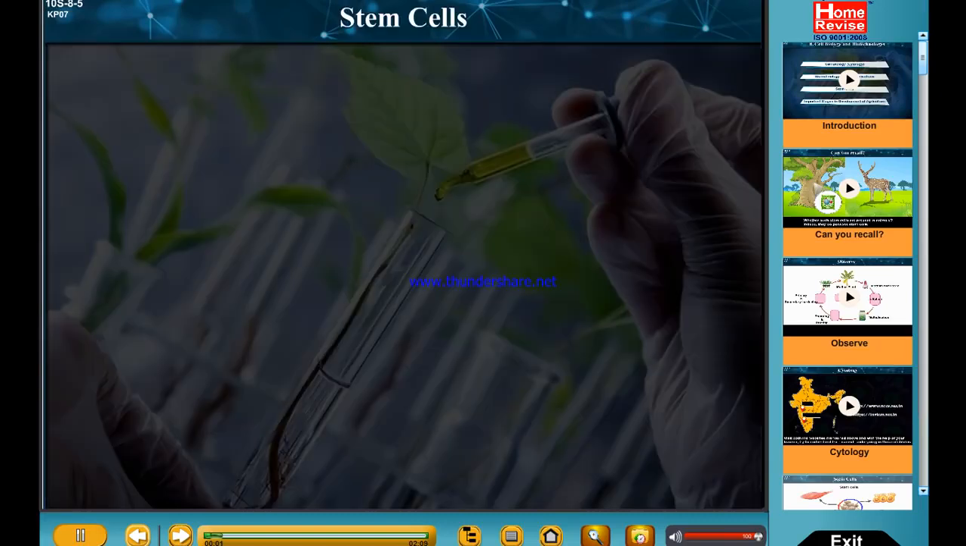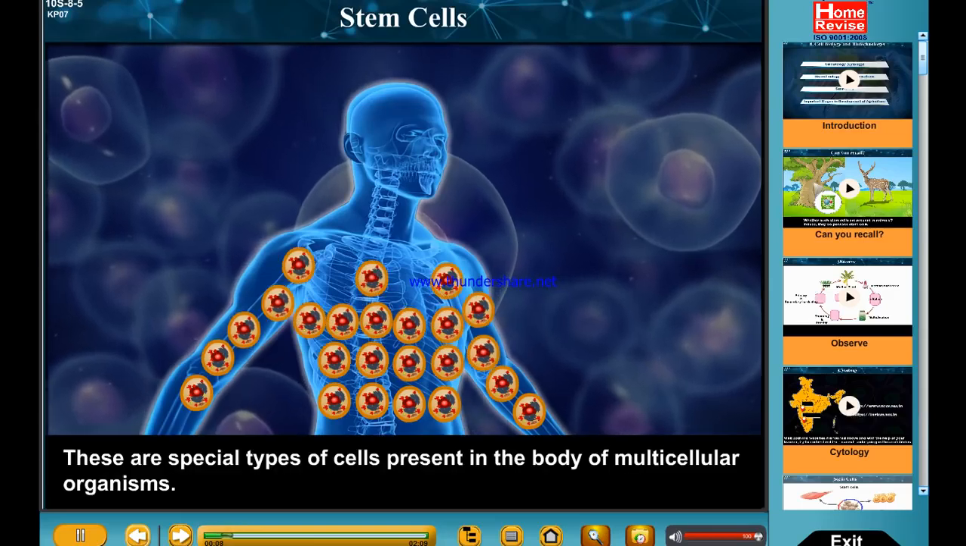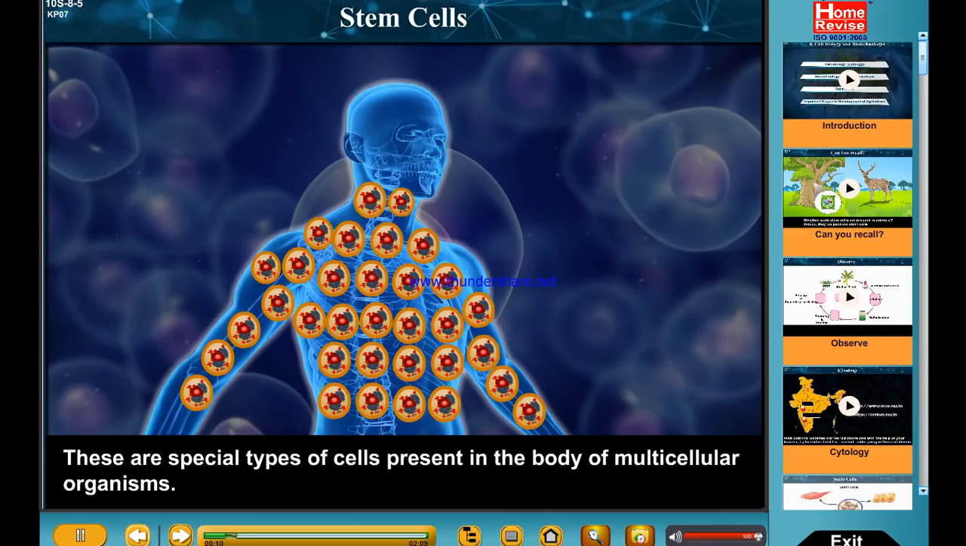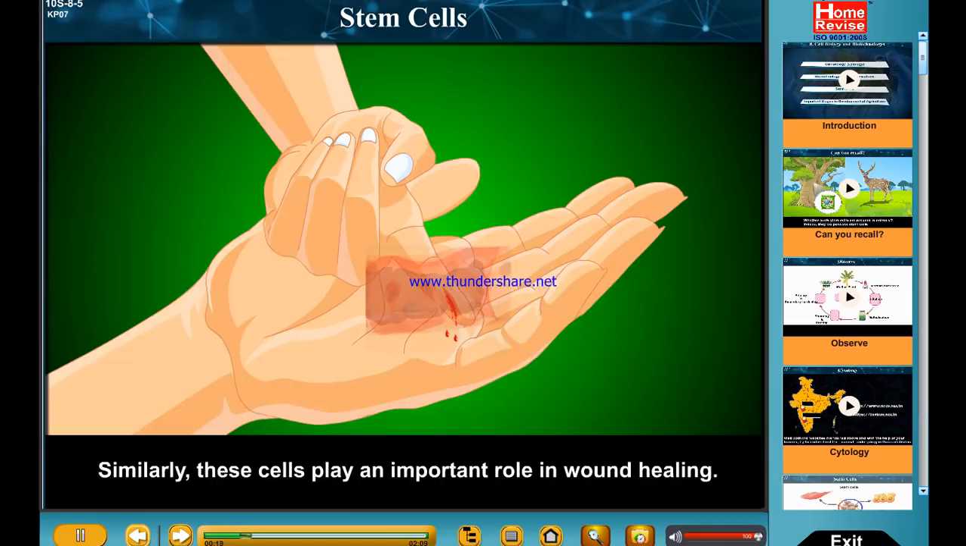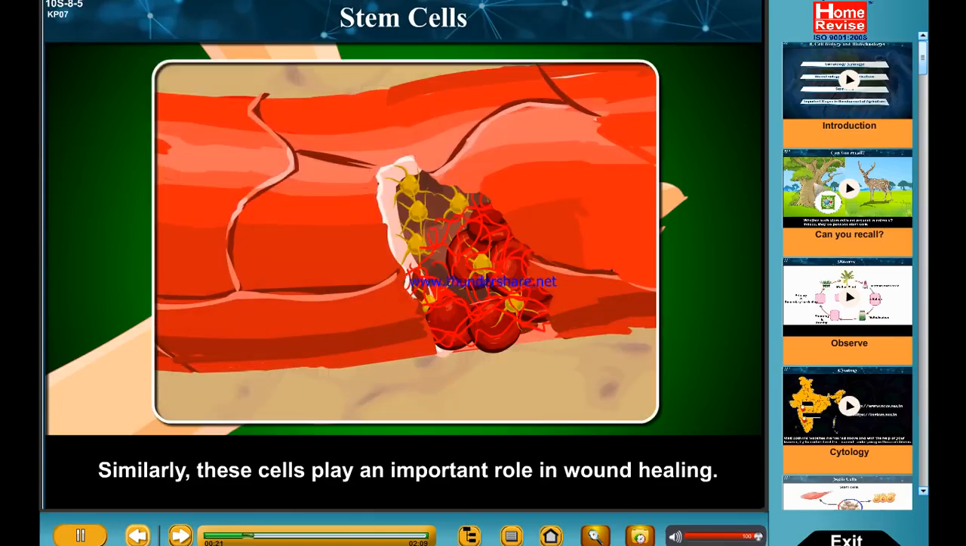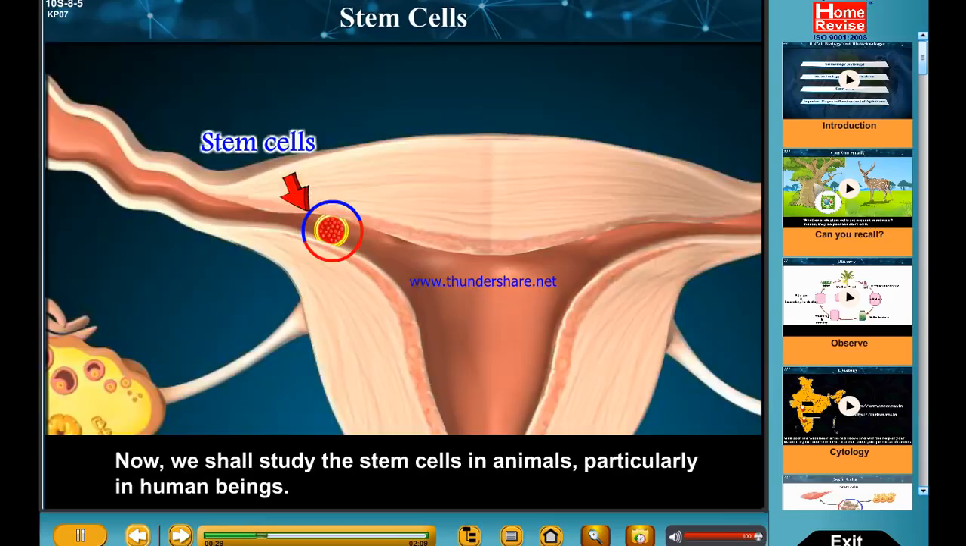Stem cells. What are these? These are special types of cells present in the body of multicellular organisms. These cells give rise to all other types of cells present in the body of multicellular organisms. Similarly, these cells play an important role in wound healing. We have studied the stem cells of plants in the previous class. Now, we shall study the stem cells in animals, particularly in human beings.